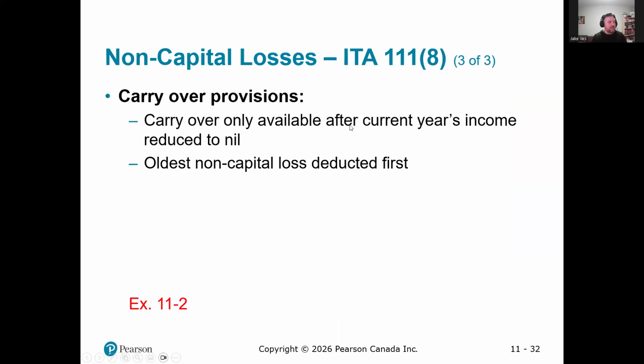Carryover is only available after the current year's income is reduced to nil. Now, we mentioned before that it's not the best idea to get income to nil. The only thing is when these losses are earned, we don't have a choice. We have to use them as much as we can before we'll be allowed to carry anything over. So the oldest non-capital loss is deducted first. Since non-capital losses only last 20 years, if we have a few years of losses, we want to use up the old ones before they age out. Because if we can use up those, we've bought ourselves more time to use up the others.